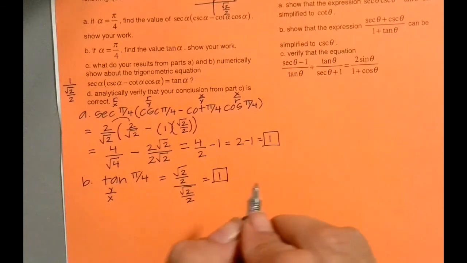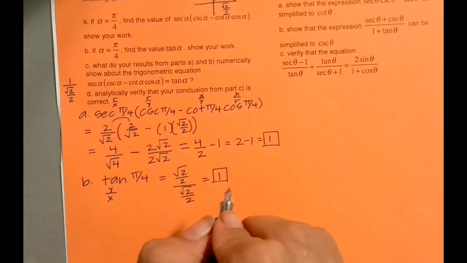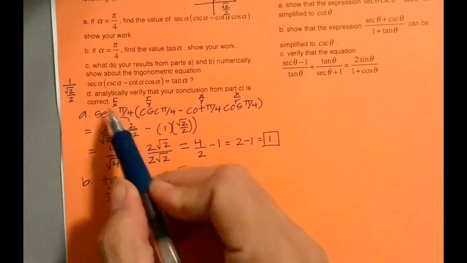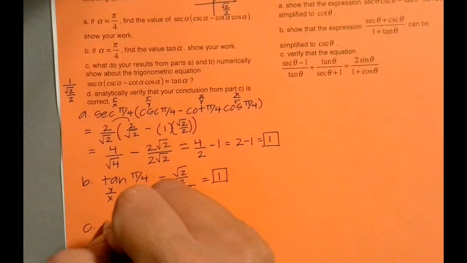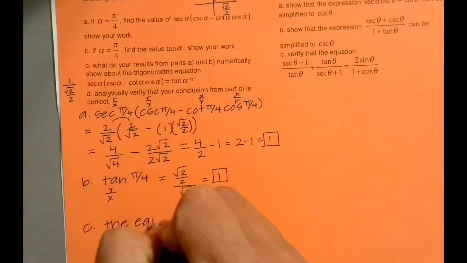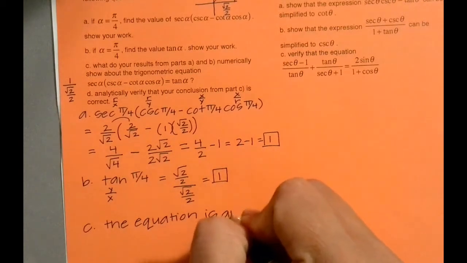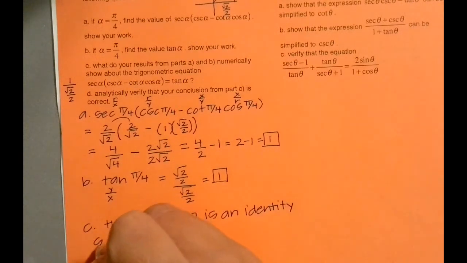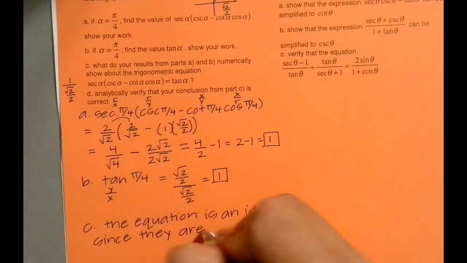And then part C says, what do the results from parts A and B numerically show about the trigonometric equation that we have right here? And if we set this expression equal to this expression, we will have a trigonometric identity because they're equal. So we would just put the equation is an identity since they are equal.